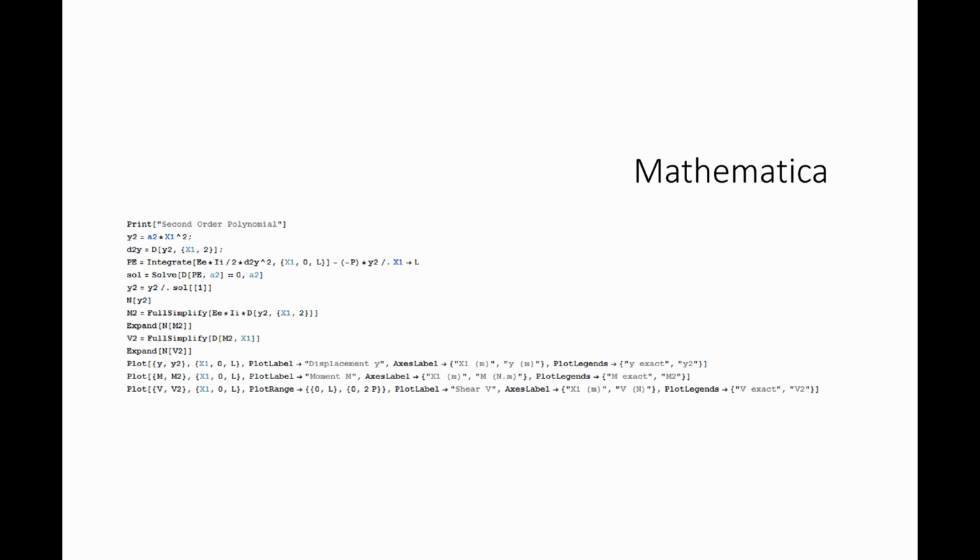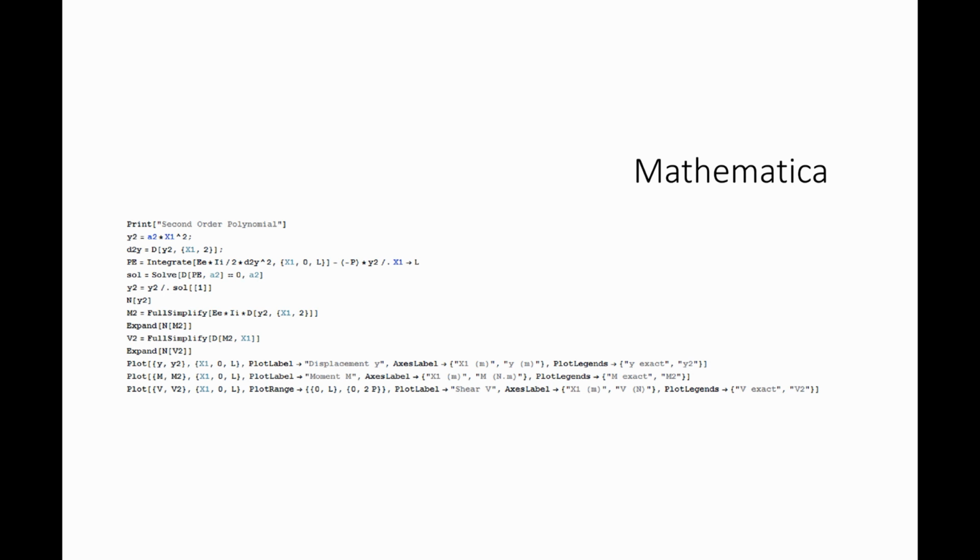For the second order polynomial, y2 is equal to A2 x1 squared. The second derivative of y, we're going to call it d2y. The potential energy of the system is the integral of EI over 2 multiplied by the second derivative of y squared, integrated from 0 to L, minus the force multiplied by the displacement when x1 is equal to L. Then we solve the equation that says the partial of the potential energy with respect to A2 equals 0, and we find A2.